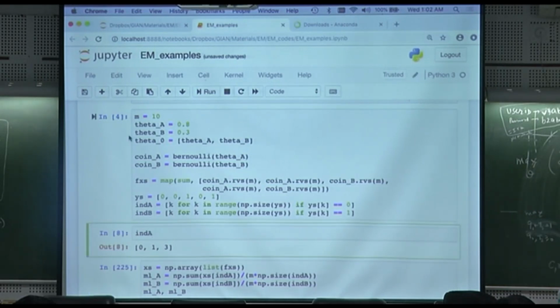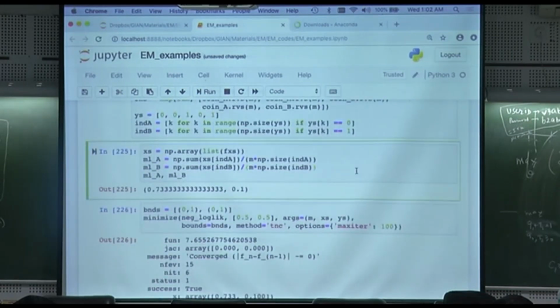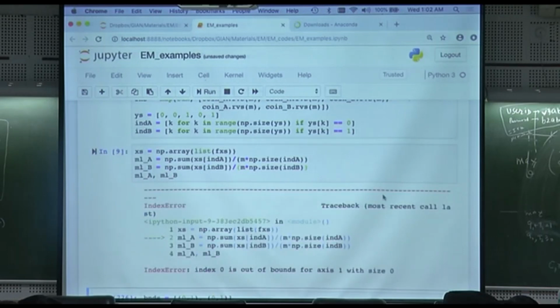All right. So let's get rid of this cell, we don't need it anymore. Over here, what have I done? I have converted my mapping into an array. So X's is a numpy array of the number of heads in the coin tosses. The maximum likelihood estimate of A is basically take the summation of X over the index A divided by M times the size of index A. This is what happens to the maximum likelihood estimate of A. What happens to the maximum likelihood estimate of B? Take the sum of X's for all those elements that belong to index B, divide by M times the size of index B. So you end up getting that. Print M1A and M1B, and if you run this, it turns out to be what happened over here.